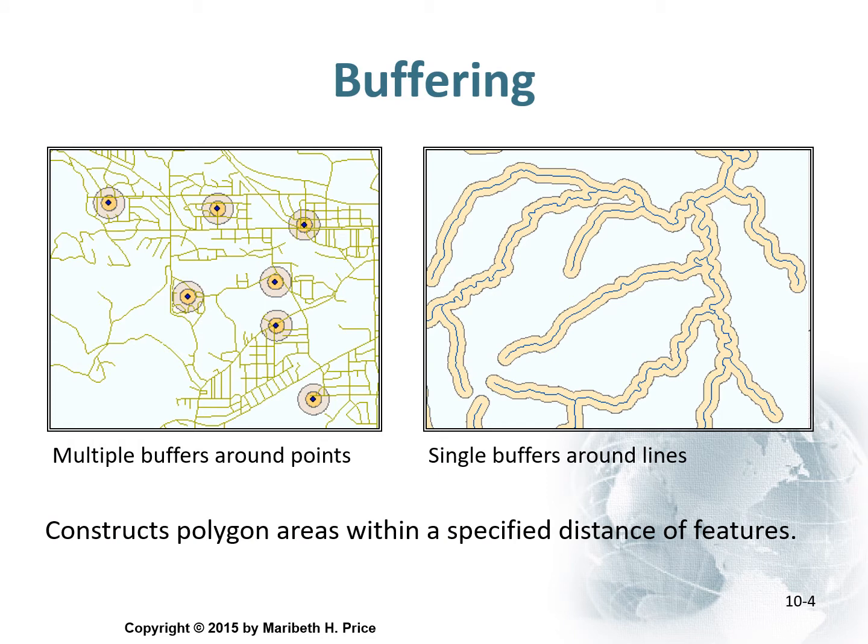Buffering is another common technique. Basically, buffering constructs polygon areas within a specified distance of a feature. Here we have multiple buffers around points, and we have single buffers around lines. They are useful for establishing proximity.